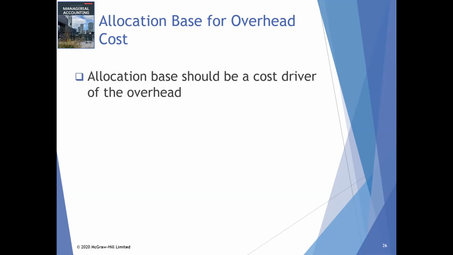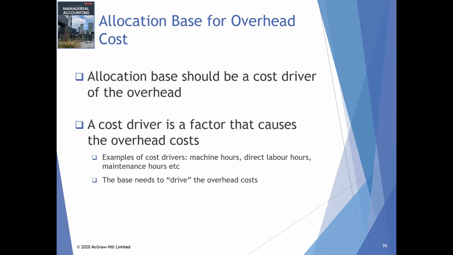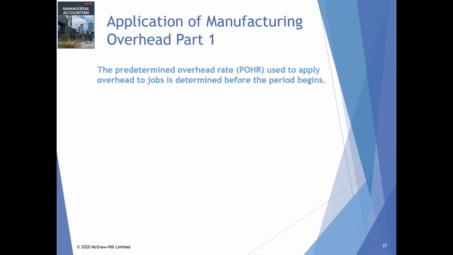The allocation base should be a cost driver of the overhead. A cost driver is the factor that causes the overhead cost. For example, cost drivers mean machine hours, direct labor hours, and maintenance hours, right? These are the cost driver factors that we will apply. So machine hours, direct labor hours, maintenance hours, that we will calculate. The base is needed to drive the overhead cost. The base is required to calculate the overhead cost. Now look at this.